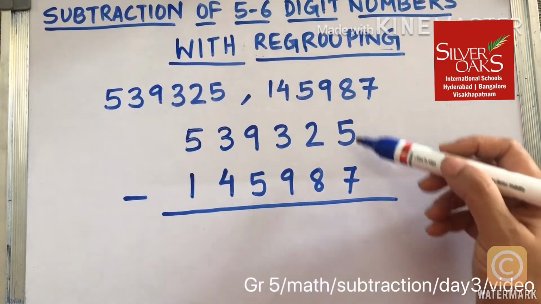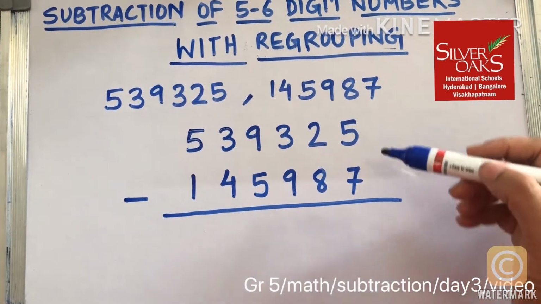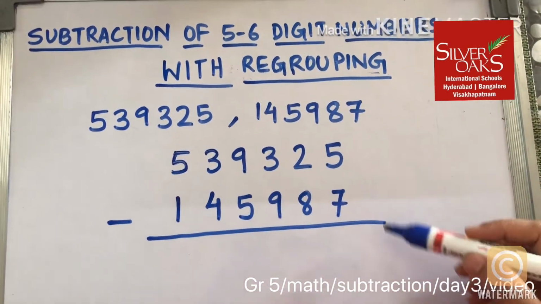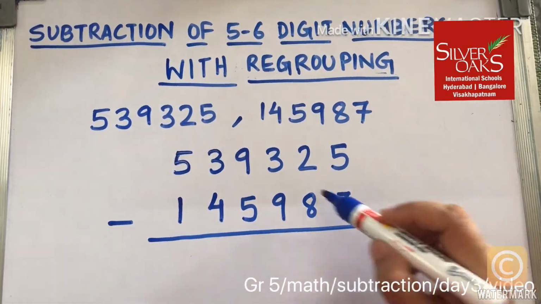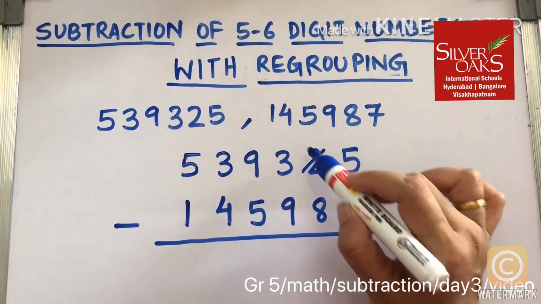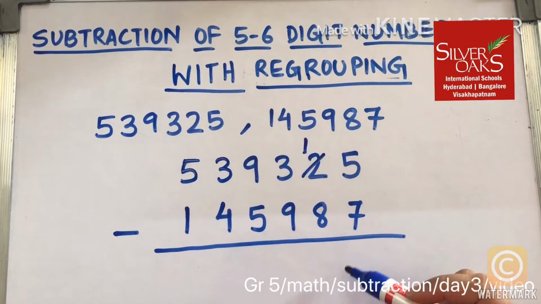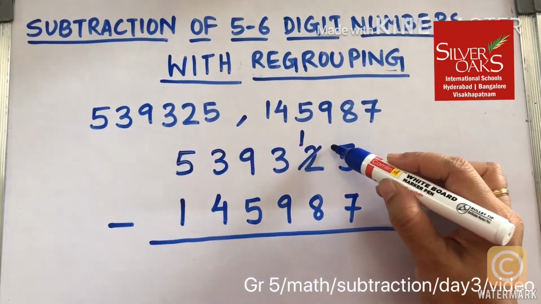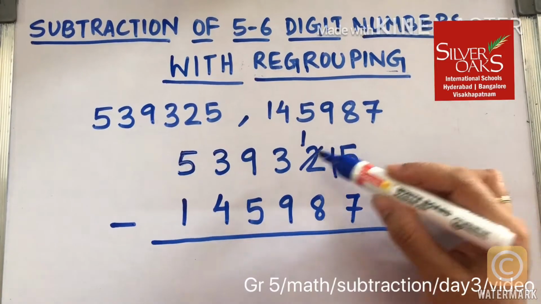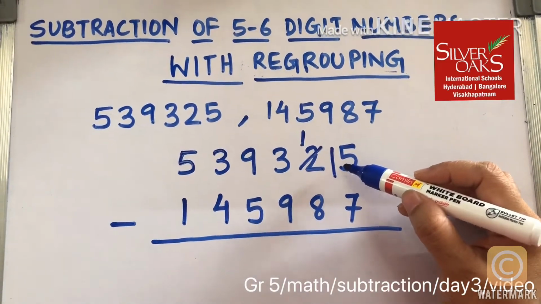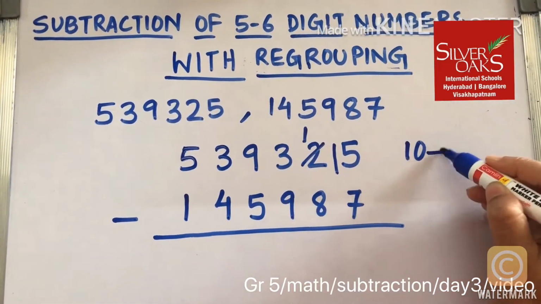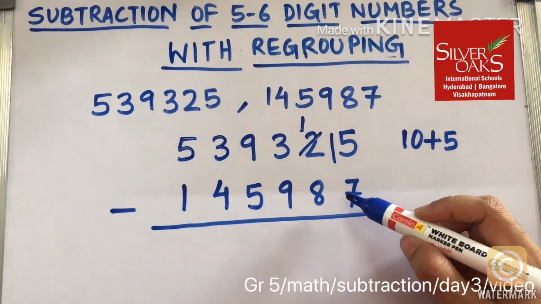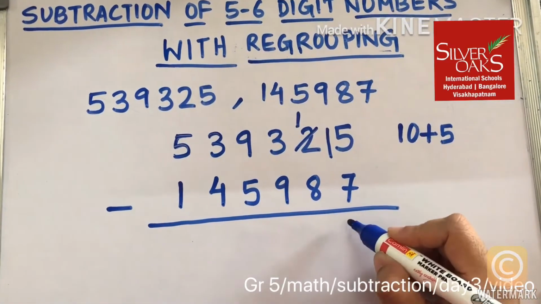First let us start subtracting from the ones place. So can I subtract 7 from 5? No. So I have to regroup this 5. I'll borrow 1 ten from 2. So 2 tens here becomes 1 ten and this 10 is added to 5. So 1 ten is nothing but 10 ones plus 5. So this becomes 15. 15 minus 7 can be done. It gives us 8.